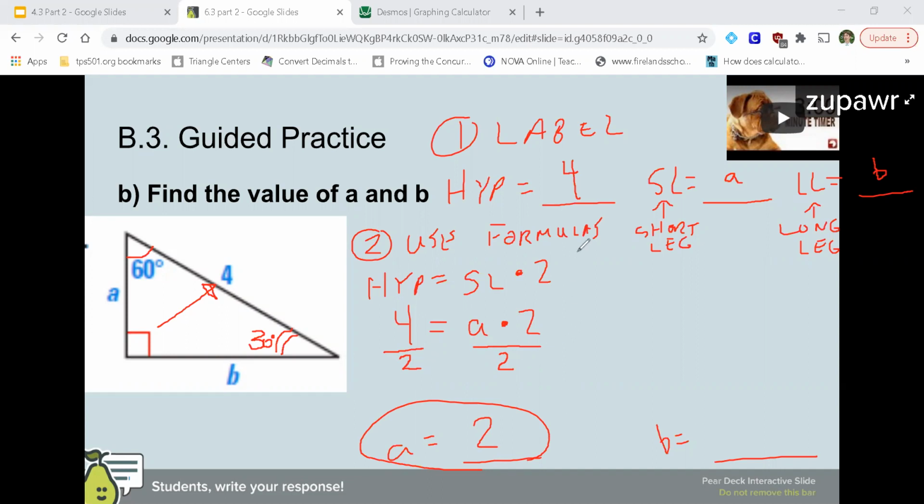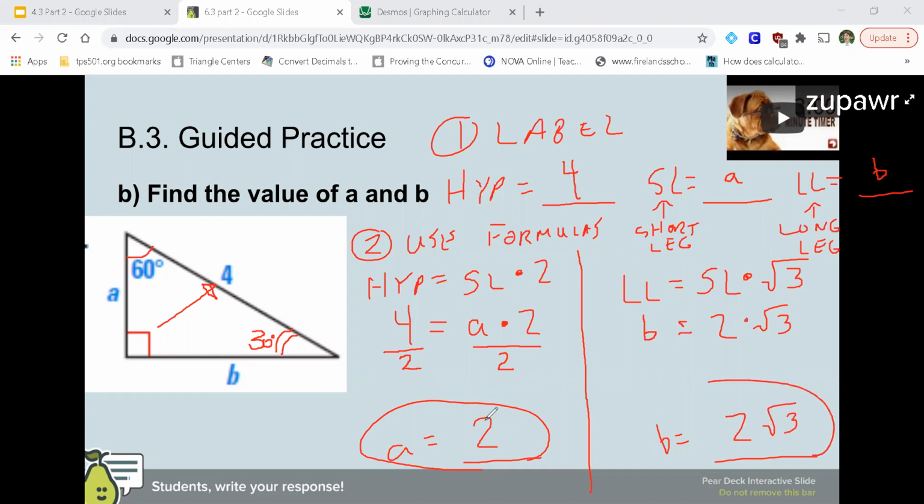All right. Now I could use my other formula. The long leg is equal to the short leg times the square root of 3. If I plug in, the long leg is B, and I don't need to plug in A anymore. I know what A is. A is 2 times the square root of 3. And again, you're done. That's already simplified. You don't need to turn that into a decimal. Answer is 2 square roots of 3.